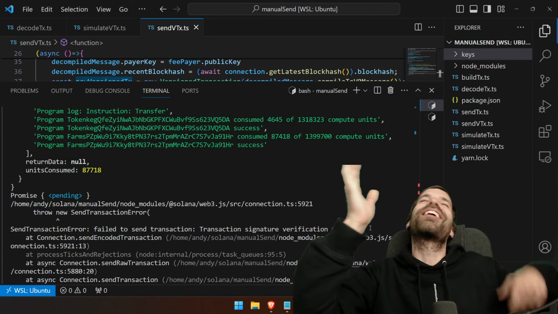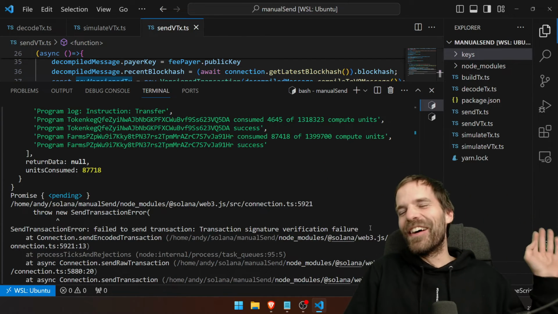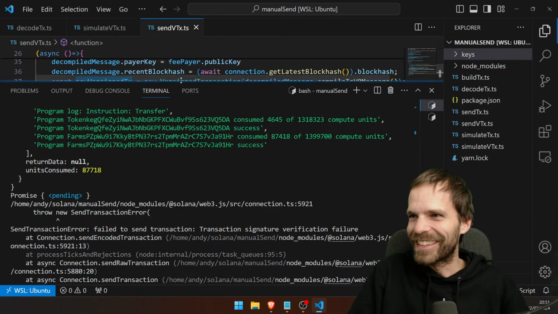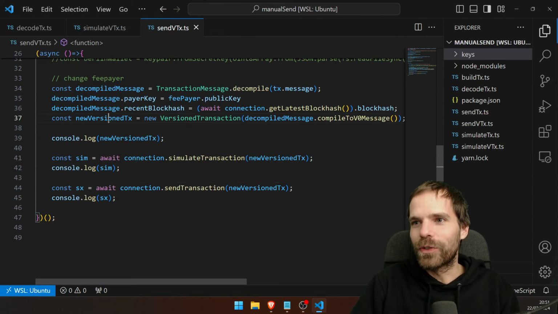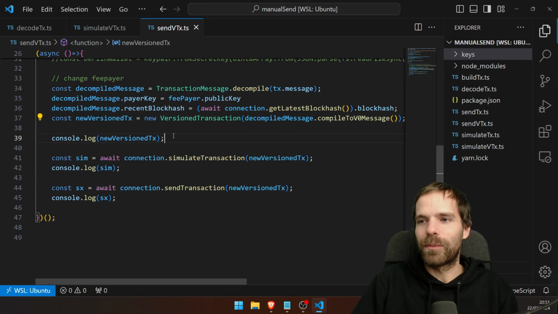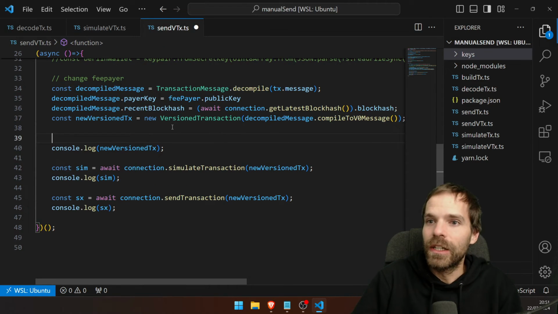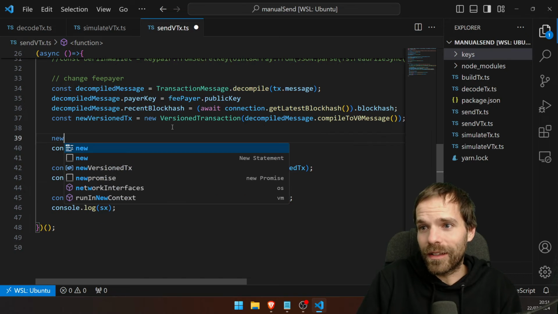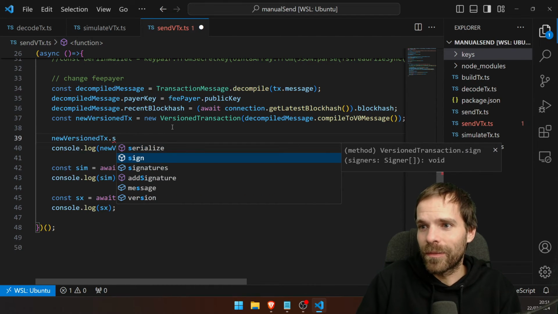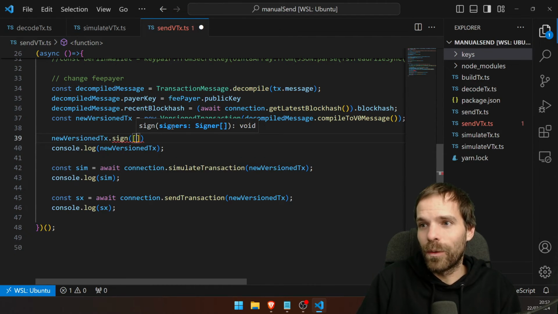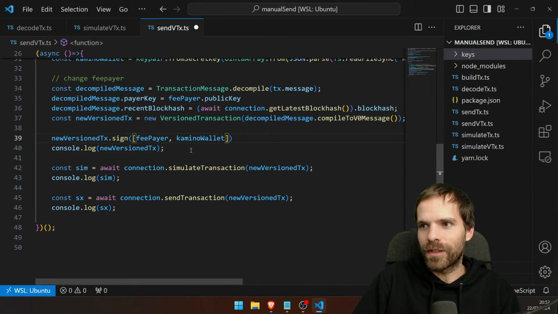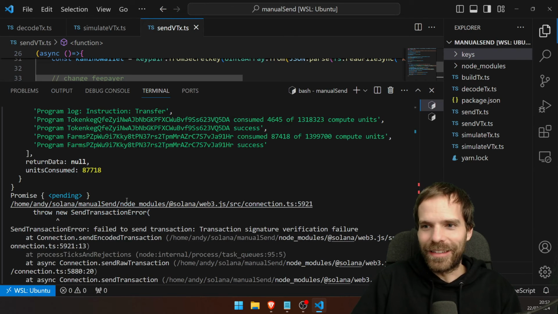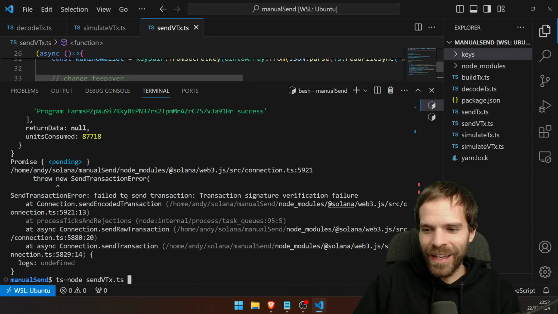Of course, you're so right. Of course, I didn't provide any signatures. That's true. That is very, very true. I also need to sign that version transaction before I can actually send it. So yeah, maybe do that. The new version transaction, sign it. And we need to sign it with the fee payer and with our wallet. Gonna sign, and like that, I'm gonna claim some bonk. Let's try that again.